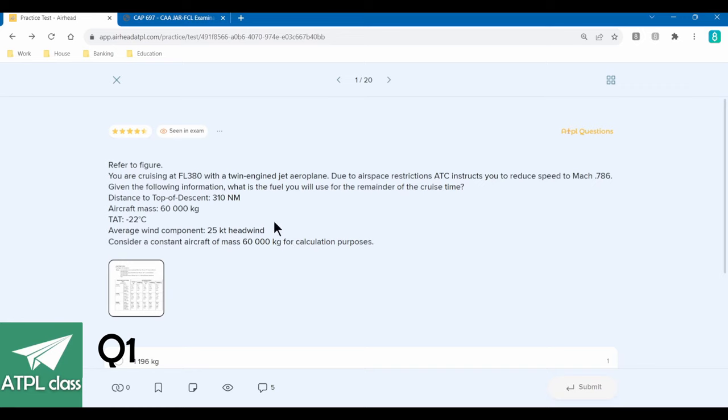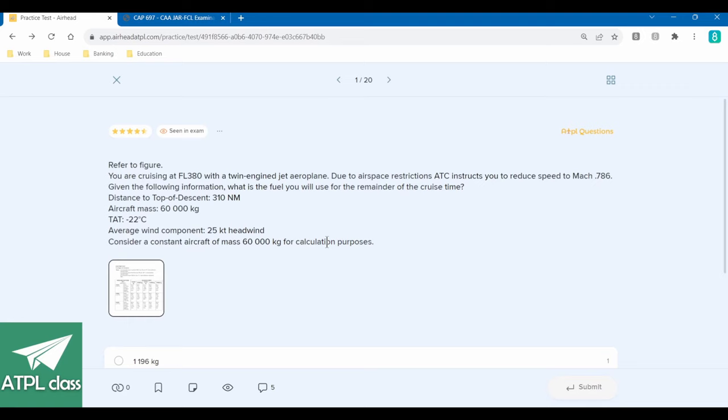Okay, so question one, refer to the figure. You're cruising at flight level 380 with a twin-engined jet airplane. Due to airspace restrictions, ATC instructs you to reduce your speed to Mach 0.786. Given the following information, what is the fuel you will use for the remainder of the cruise time? Distance to top of descent is 310, aircraft mass 60,000, TAT is minus 22, average wind is 25 knot headwind. Consider a constant aircraft mass of 60,000 for calculation.